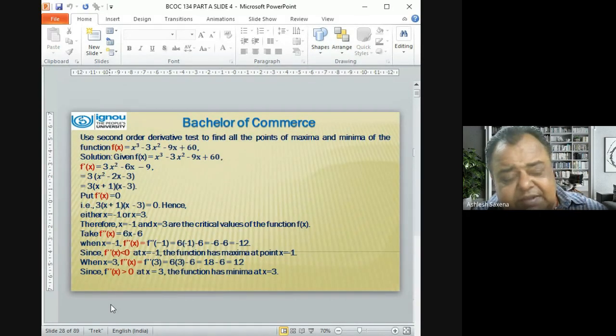Your second step is to put f dash x equal to 0. By putting f dash x equal to 0, you are going to get two values of x: x is equal to minus 1 and x is equal to 3. Find out the second derivative. f dash x is equal to 3x squared minus 6x minus 9, so your second derivative will be 6x minus 6.